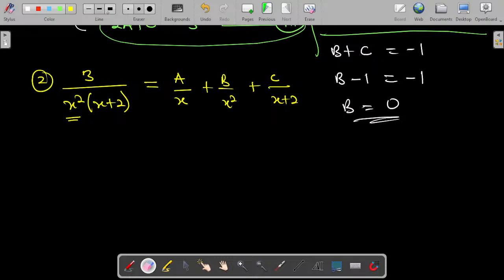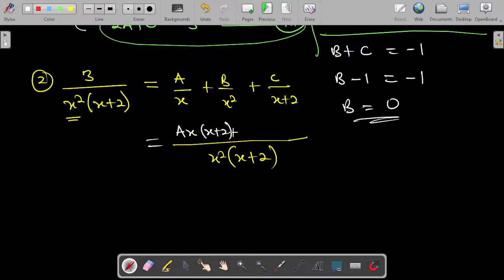Okay, let's try these three. Let's treat it as repeated linear. Let's see what it's going to give us. So our LCM will still be x squared into x plus 2. Here you are going to have x into this, which will give us ax, it will remain 1x, then x plus 2, then plus, bring down your b.